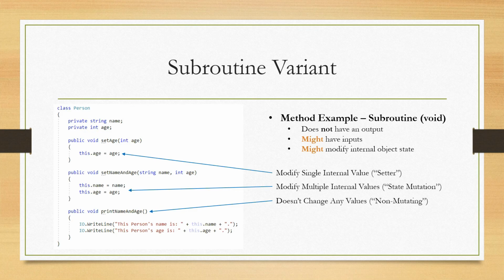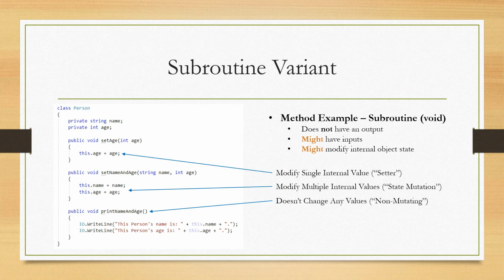Here is the part in the bullet list where I told you that void methods can pretty much have an unlimited number of variations. So a subroutine, which is a void method, does not have an output, obviously, because the return value is void. It might have inputs, so it might have parameters. It might not. It might modify or mutate the internal state of an object, of itself, or it might not. So you don't necessarily know, and that's where good naming comes into play.